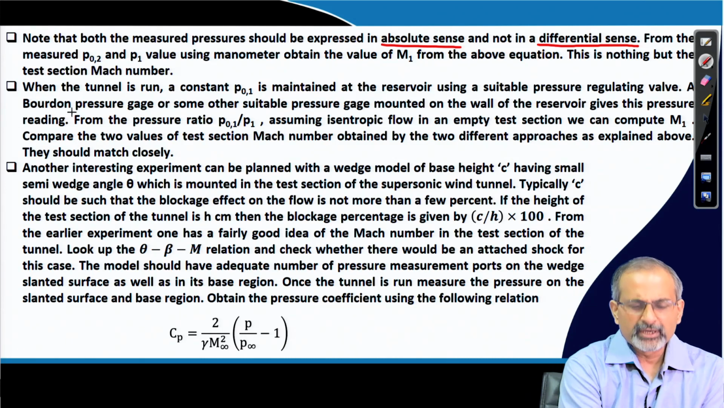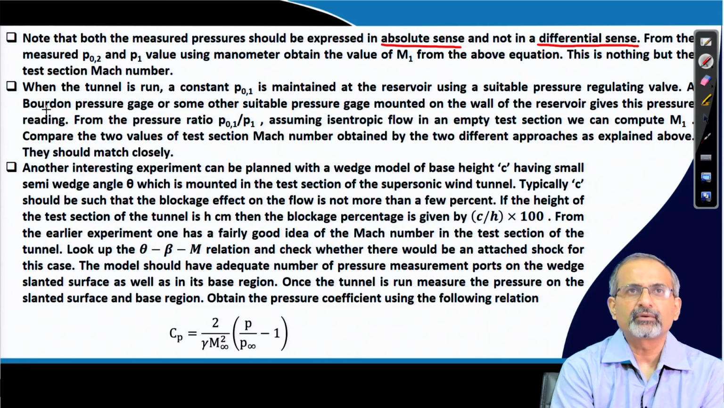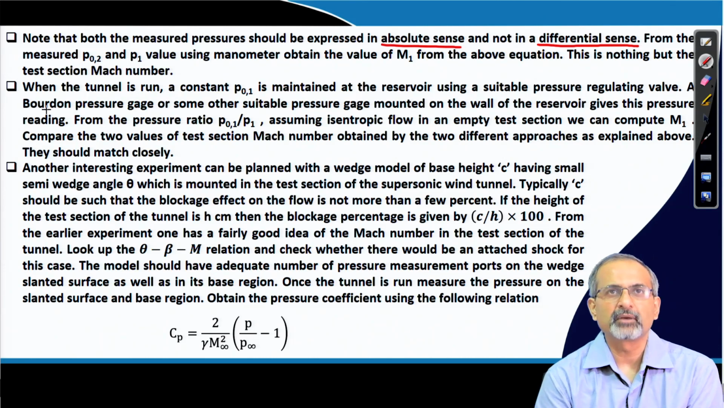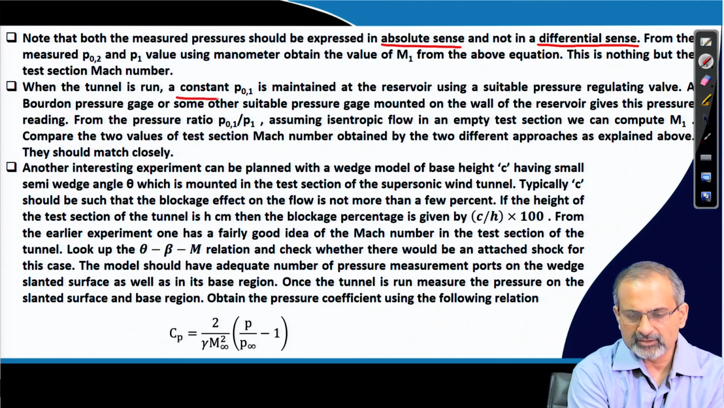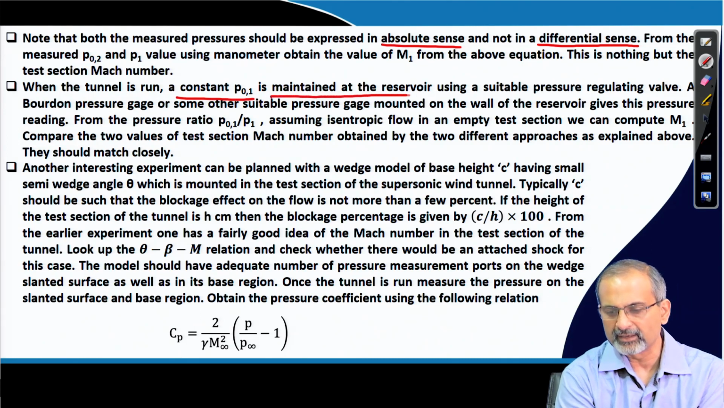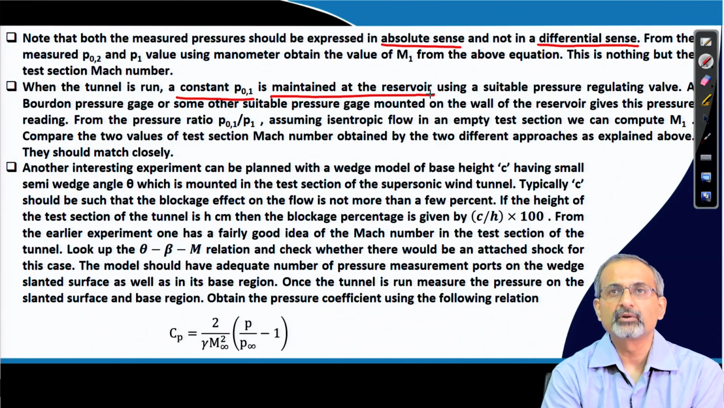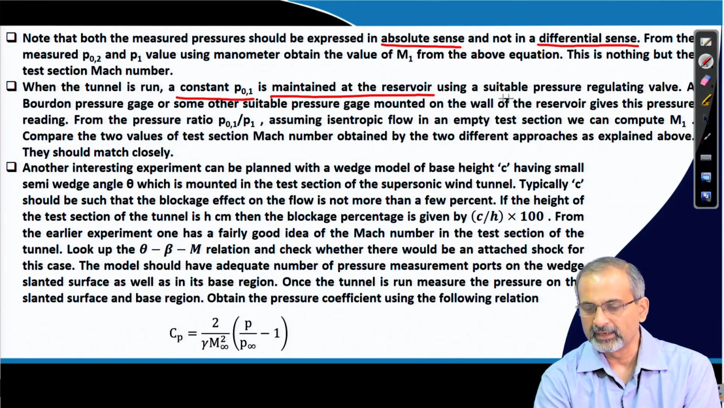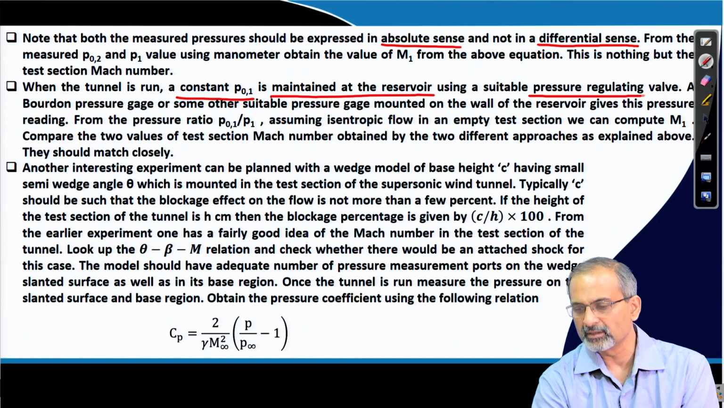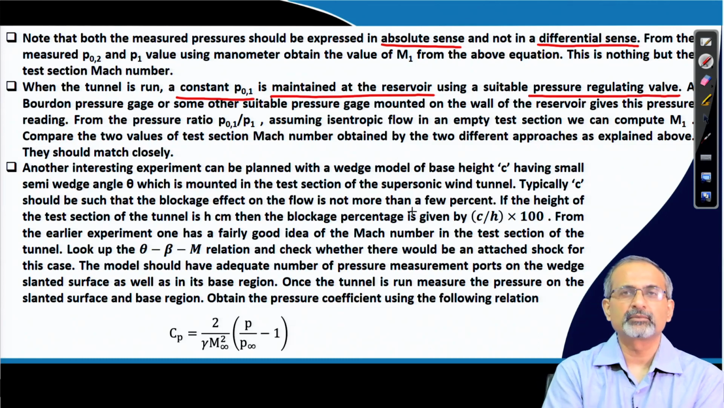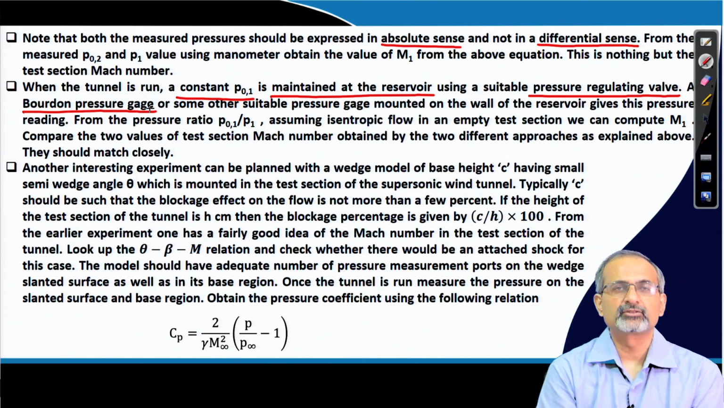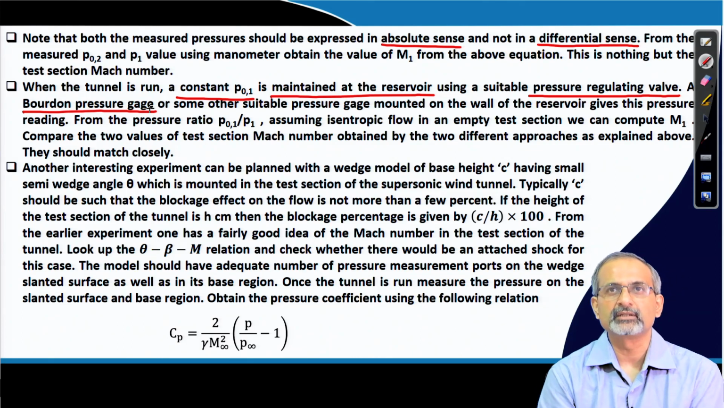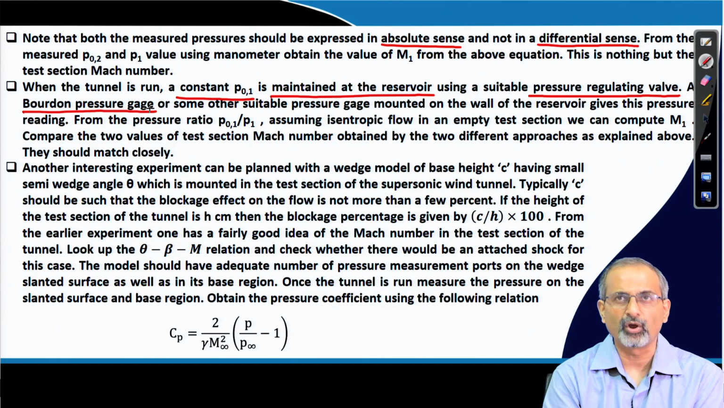Now, we are looking at another possibility of trying to find the test section Mach number. Here we are going to monitor the constant stagnation pressure which is maintained at the reservoir when you are running the test section, and that pressure is measured by using some kind of a Bourdon pressure gauge, for example, or it could even be an electronic pressure gauge which is mounted on the reservoir wall.